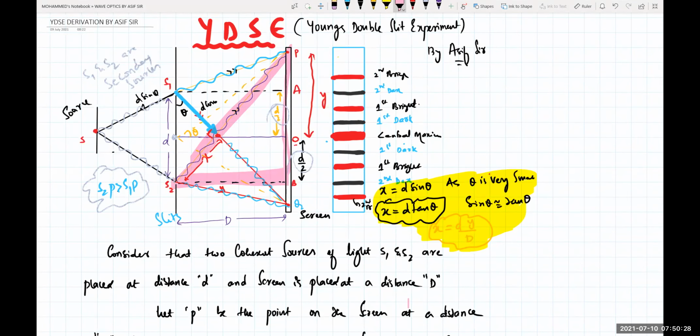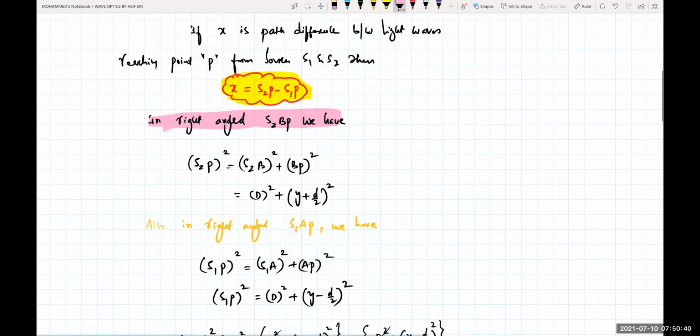Okay. So in this triangle, S2P is how much, beta? Capital D. And B2P is how much, beta? Y plus D by 2. And this is your hypotenuse. So if I'm taking this relation right now, S2P square is equal to S2B square plus BP square. S2B is capital D, B2P is Y plus D by 2.